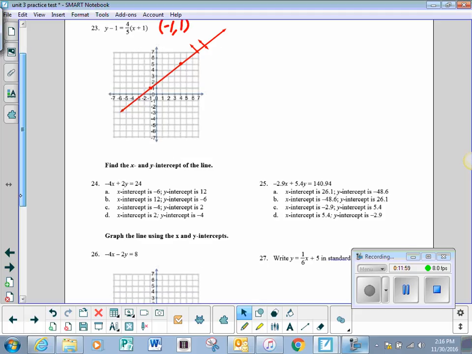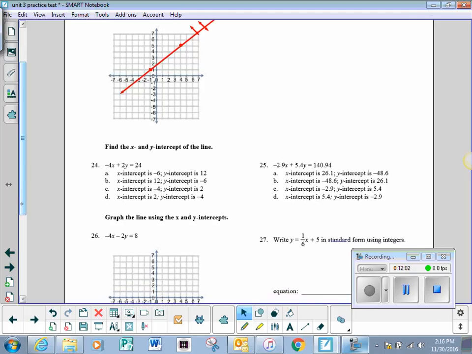Okay, number 24. To find the x-intercept, I make y 0, and so the x-intercept is negative 6, because negative 4x equals 24, x is negative 6. Okay, and then to find the y-intercept, we make x 0, and that would be 12. So the y-intercept equals 12. So which one gives me negative 6 and 12?